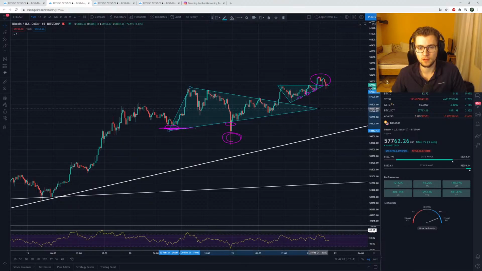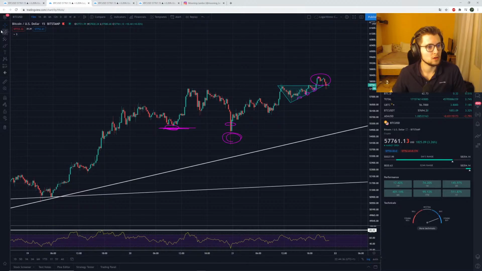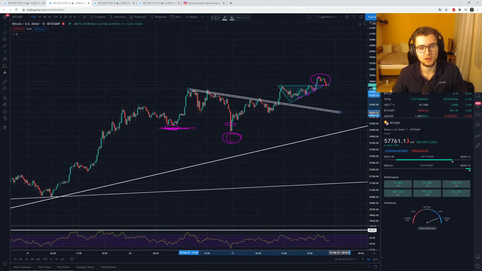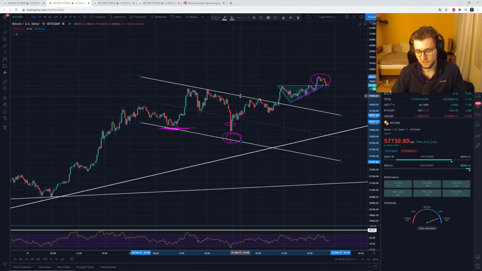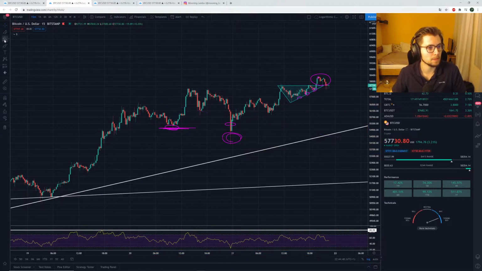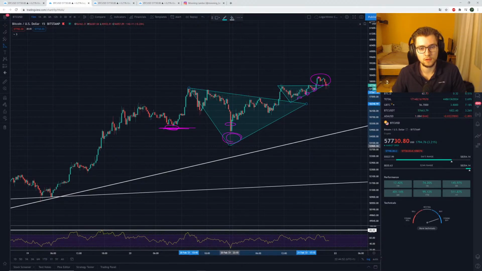So, I mean, it's not pretty, because we have this wick to the downside, and you can also, of course, use a parallel channel here, but it doesn't work too nicely. So I will stick with my pennant for now. We can of course do it like this. This also works.